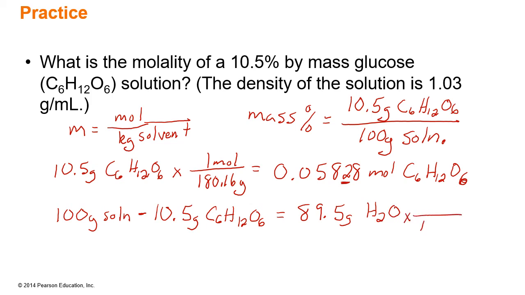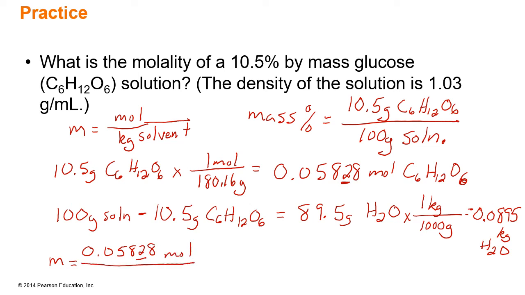We want to convert that to kilograms. So there's 1,000 grams in 1 kilogram. So we have 0.0895 kilograms of water. Now we can put that into our molality equation, our moles, and our kilograms. And we can find the molality of our 10.5% by mass glucose solution. Molality, remember, is a small m.